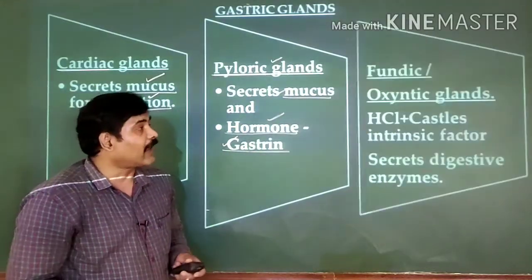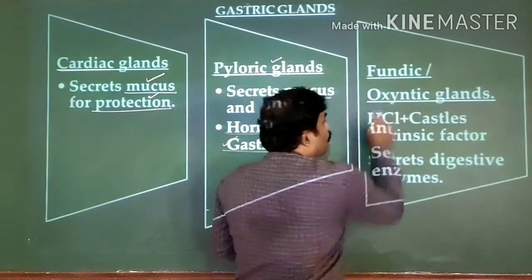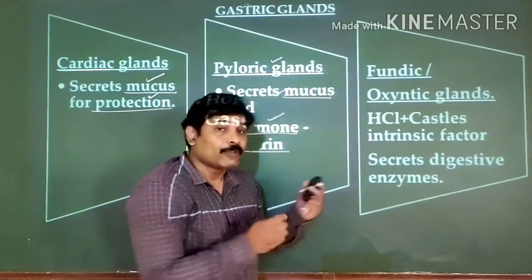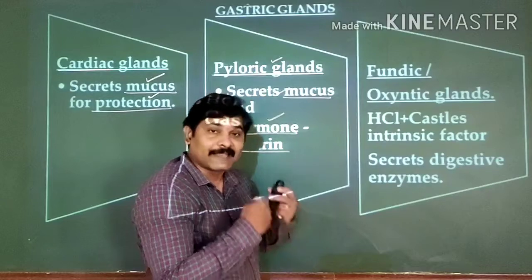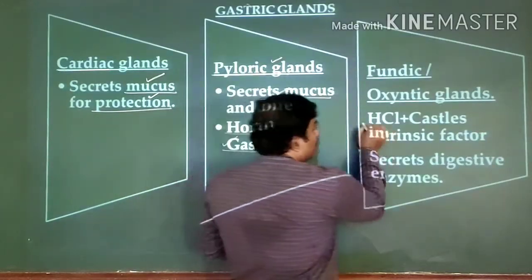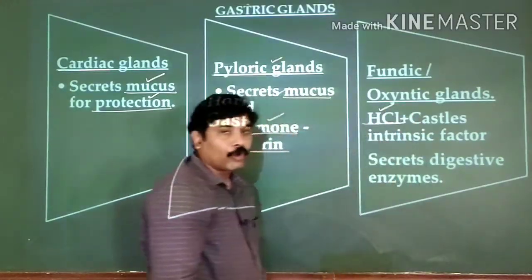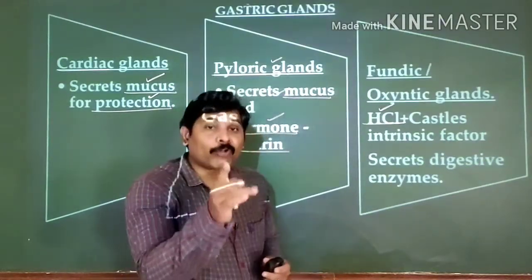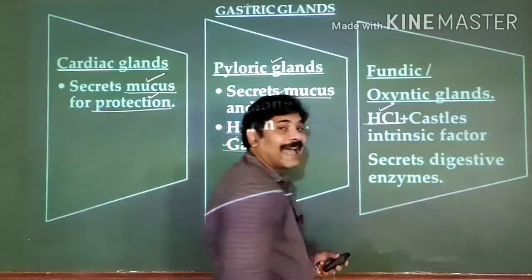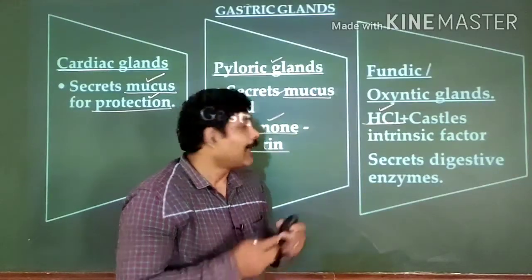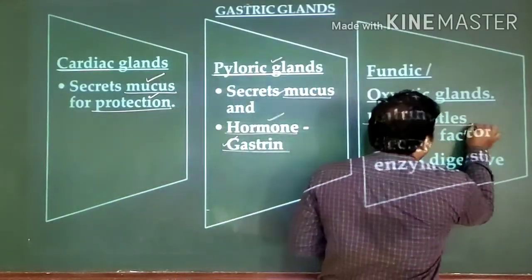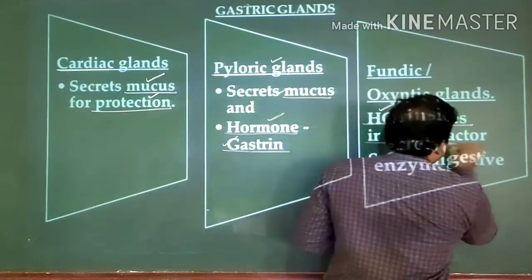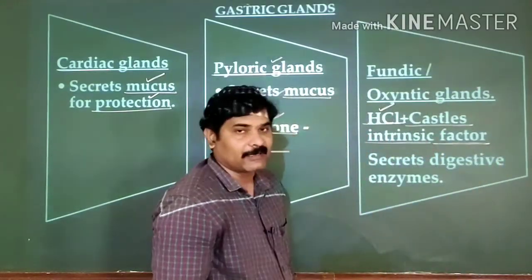The third type of glands includes the fundic glands or oxyntic glands. When you see these fundic and oxyntic glands and their secretions, the important secretion is hydrochloric acid. Just now I said that the gastric juice is highly acidic because of the presence of this acid, that is hydrochloric acid. Along with that, it has one important factor which we call Castle's intrinsic factor.